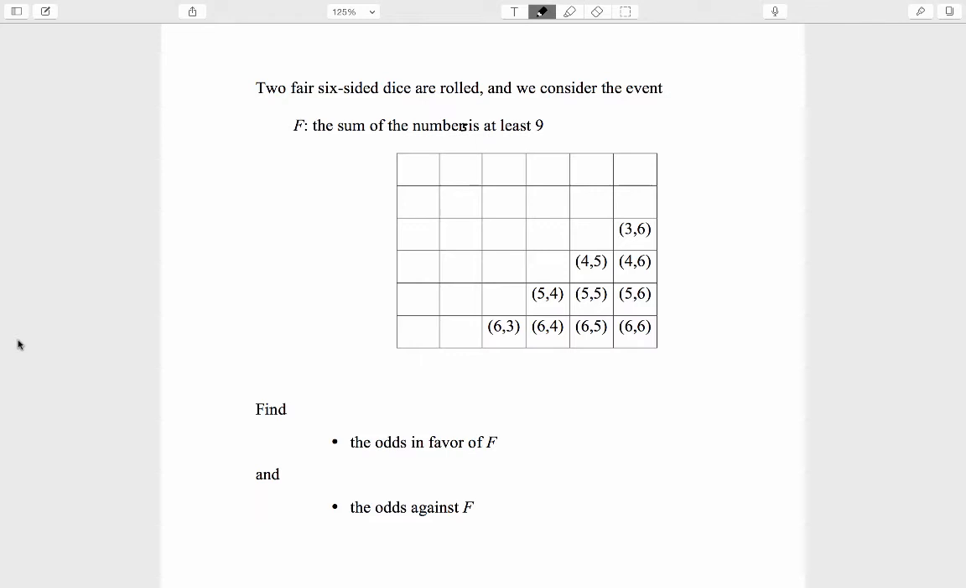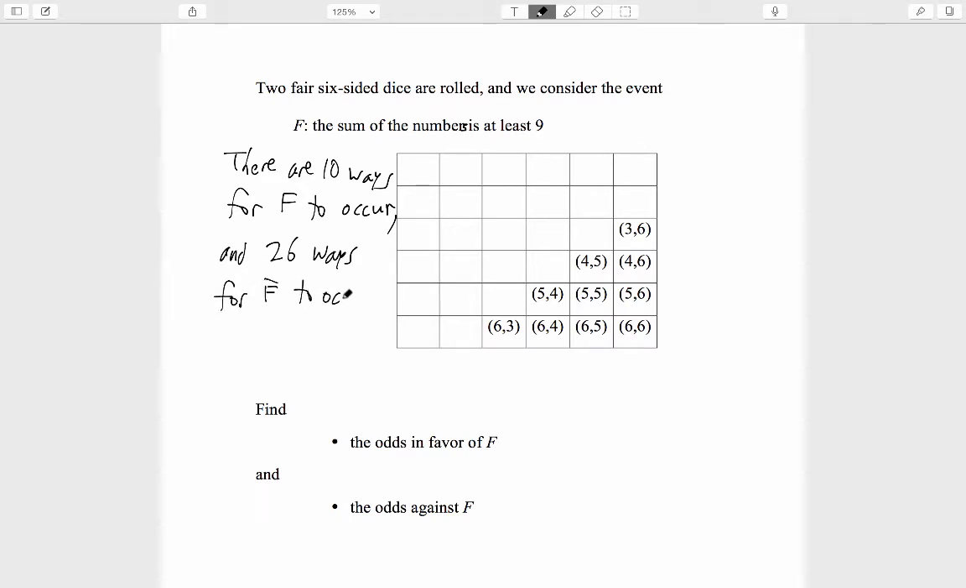Two fair six-sided dice are rolled, and we consider the event F that the sum of the numbers is at least 9. We have a diagram that illustrates which outcomes belong to the event F, and all the blank spaces in the grid correspond to outcomes that do not belong to F, in other words, that belong to F complement. We see that there are 10 ways for F to occur, and that means that there are 26 ways for F complement to occur. So for every 10 times that F happens, there are 26 times that the opposite of F happens. In other words, the sum of the numbers is less than 9.